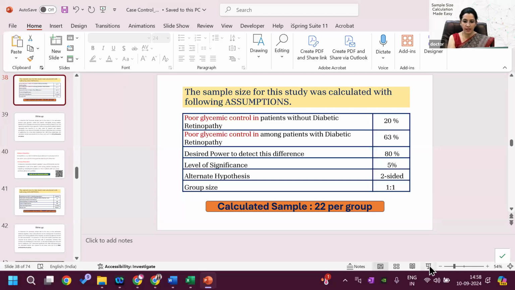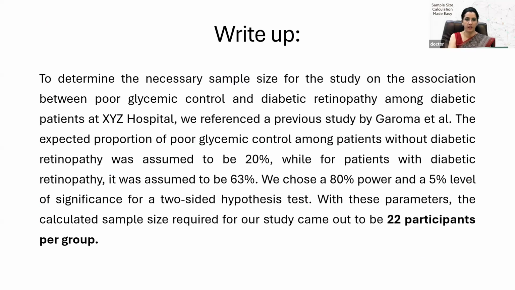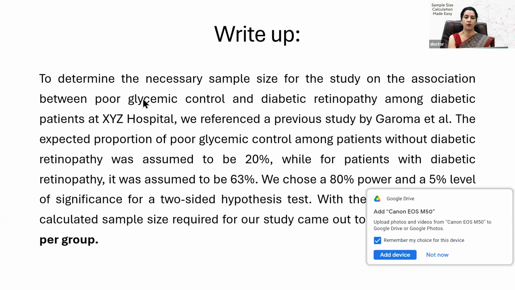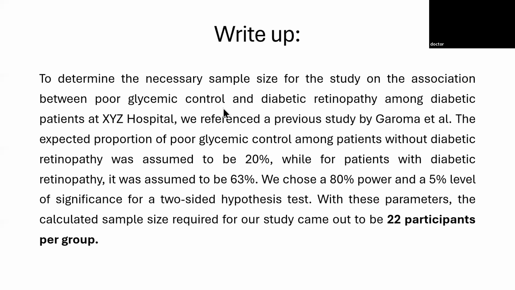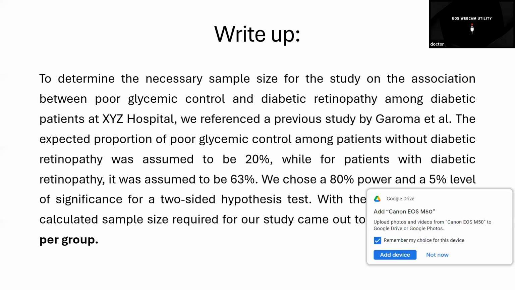Now, how to do the write-up? Basically, you can use the template which the Statulator also gives. You can just replace the exposure status and the outcome there. Otherwise, you can write: to determine the necessary sample size for the study on association between poor glycemic control and diabetic retinopathy among diabetic patients, we have taken a reference. So you have to give the reference study also. I have taken the study of Garema et al.